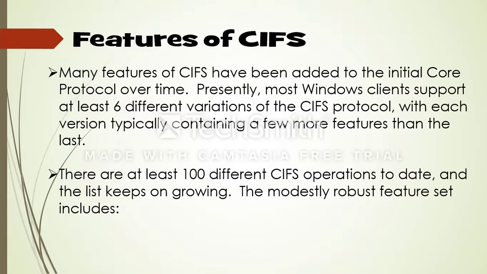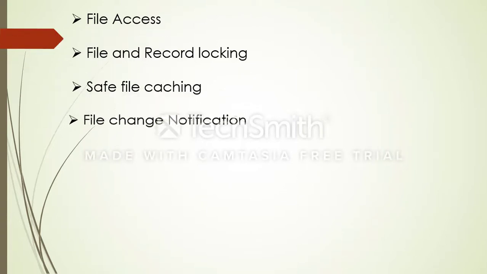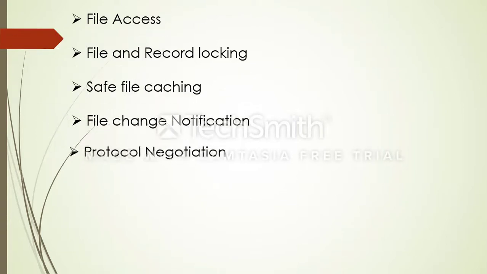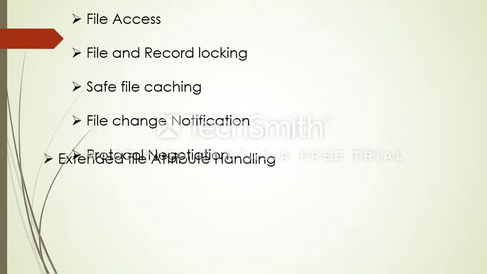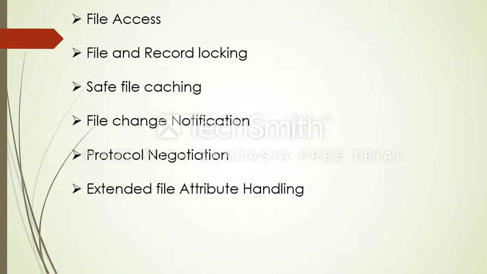The modestly robust feature set includes. Let's have a look at the features. First is file access, file and record locking, safe file caching, file change notification, protocol negotiation, extended file attribute handling, batch requests, and Unicode support.